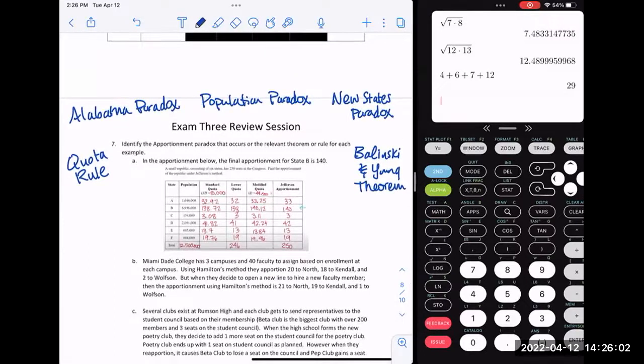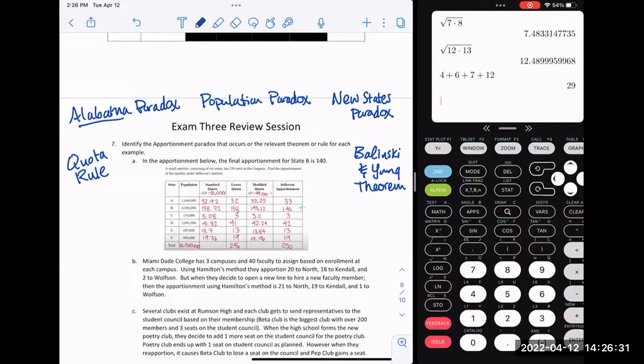For the 3 paradoxes, this is a lot that you have to know, but some of these give away the name, right? The quota rule gives away what it is because it has to be the lower or upper quota. The population paradox has to do with population. The new states paradox has to do with adding a new state. I think the only one that doesn't really give its name away is Alabama.